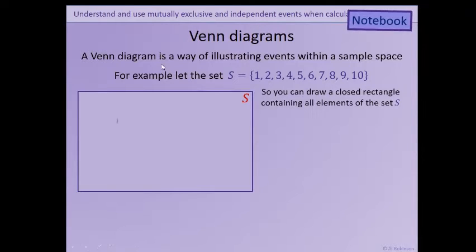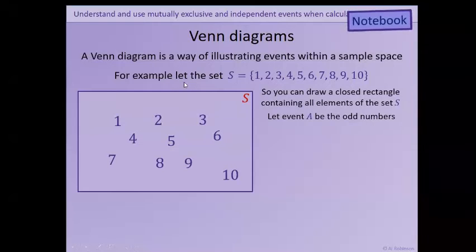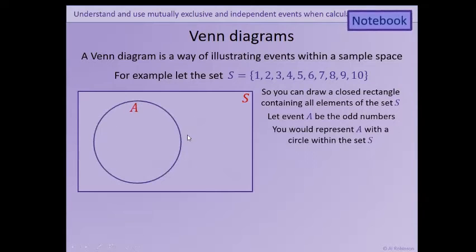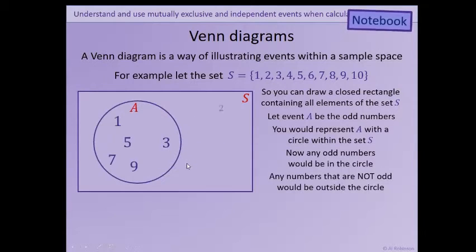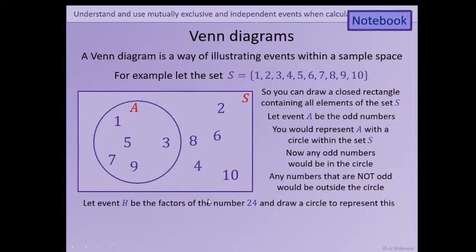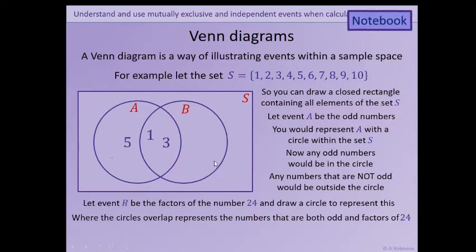All right, so we're going to put our numbers in. Now, we're going to let A be the odd numbers. So we're going to put all our odd numbers in there, and any numbers that are not odd will go on the outside. Let B be the factors of the number 24 and draw a circle to represent where the circles overlap. So B being the numbers that are factors of 24. And all the numbers that don't belong in A will stay in event B or outside if they don't coincide in A or B, okay?